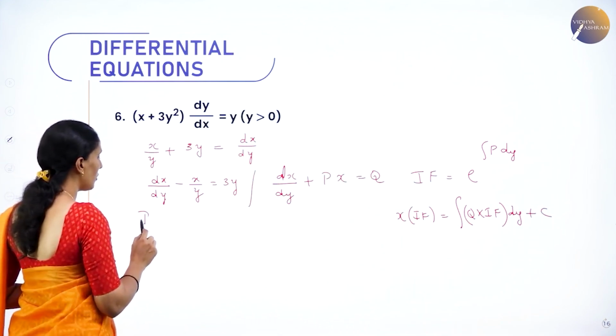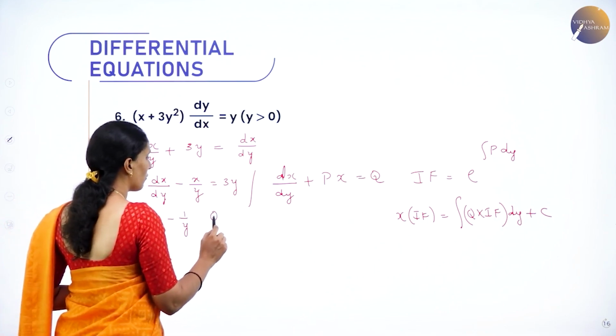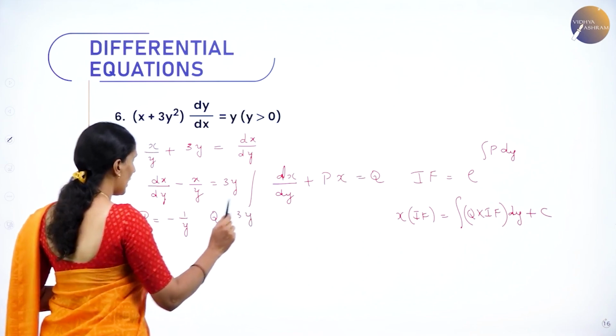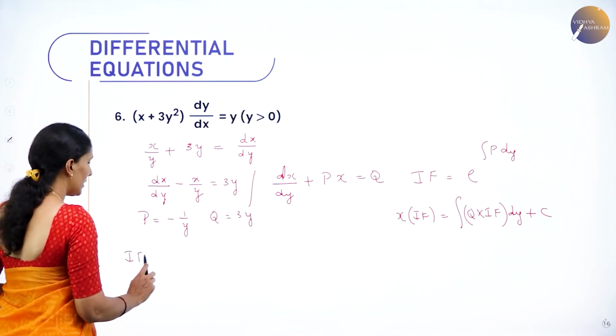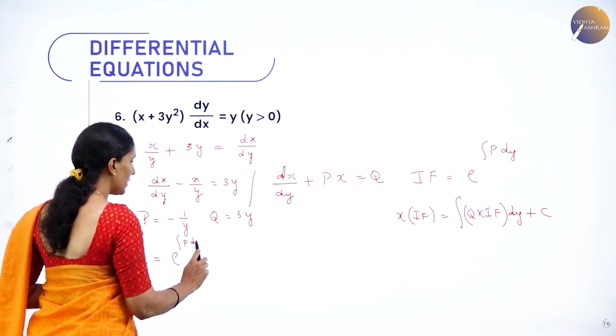Now here, what is the value of p? P is minus 1 by y. And what is the value of q? It is 3y. Let me find the integral factor. The integral factor is e to the power integral of p dy.